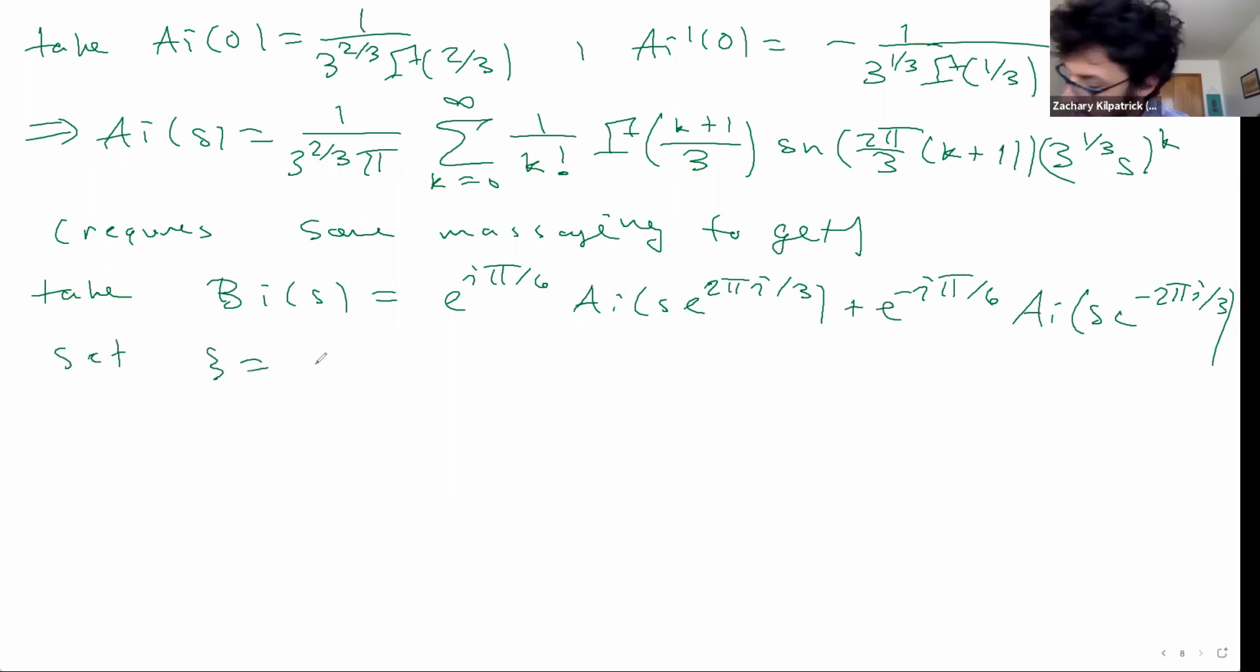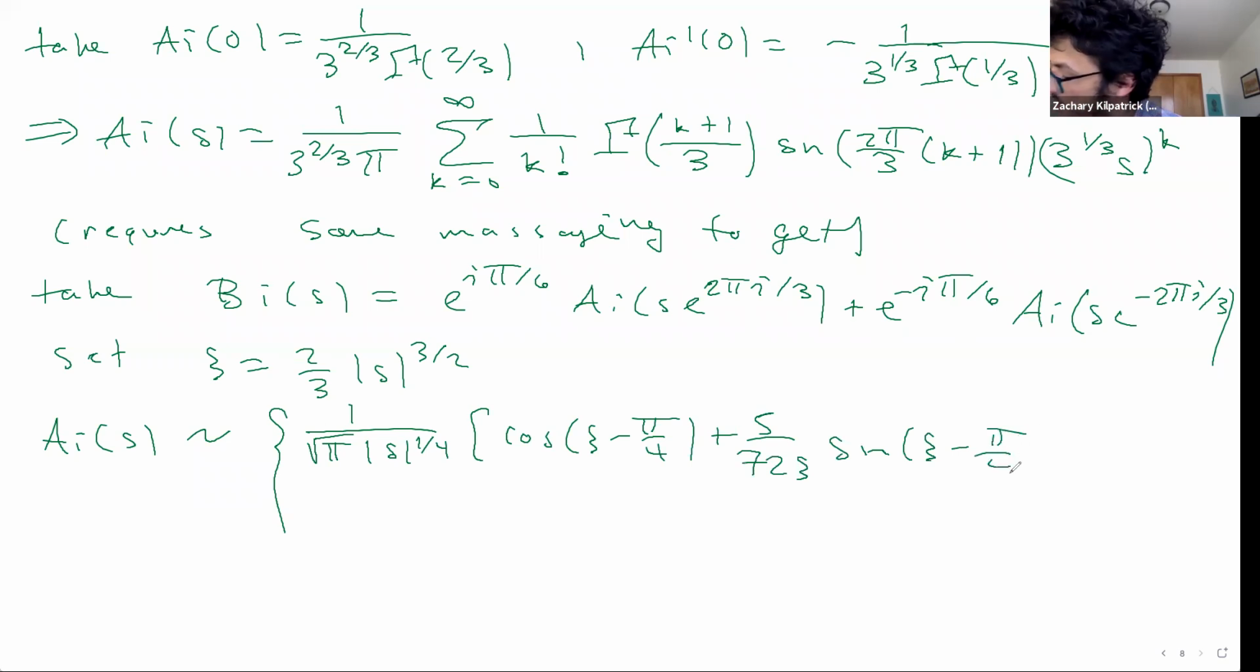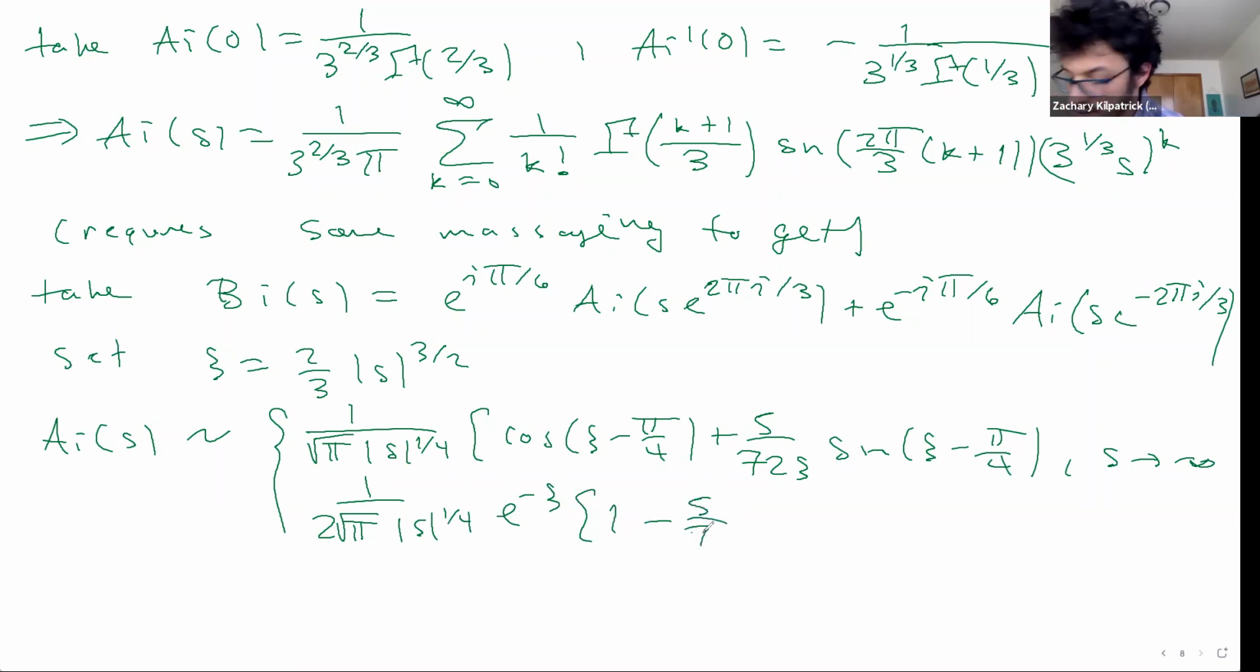And if we set psi equal to 2/3 s to the 3/2, we can write the Airy function asymptotic approximations as 1 over the square root of pi s to the 1/4 times cosine of psi minus pi over 4 plus 5 over 72 psi sine of psi minus pi over 4, as s goes to minus infinity, and then 1 over 2 square root of pi s to the 1/4 e to the minus psi times (1 minus 5 over 72 psi), as s goes to positive infinity.